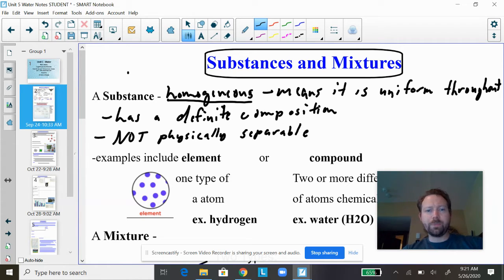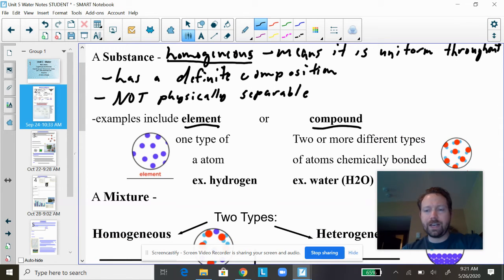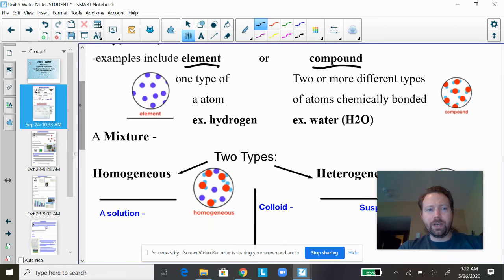So examples of these are an element or a compound. I talked about water as an example, but you could also have hydrogen. Hydrogen is an element. It can be hydrogen gas, H2. So either one of those can be substances.